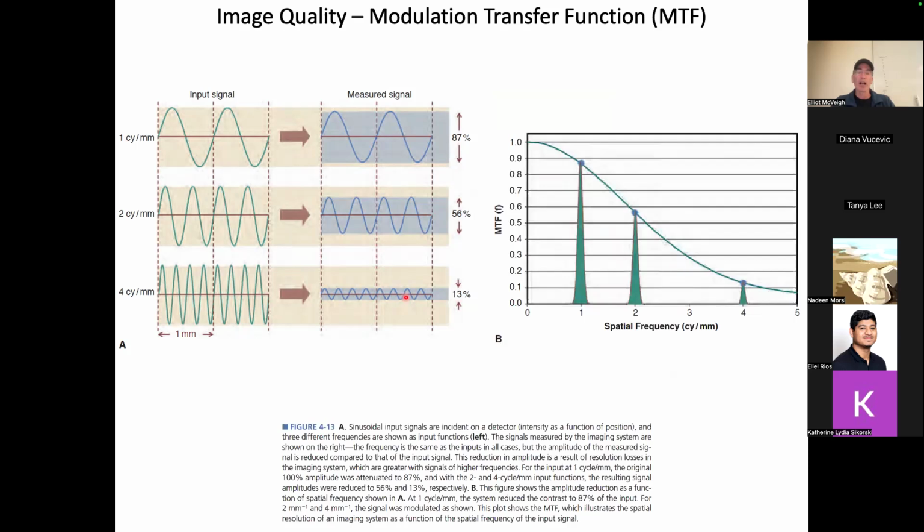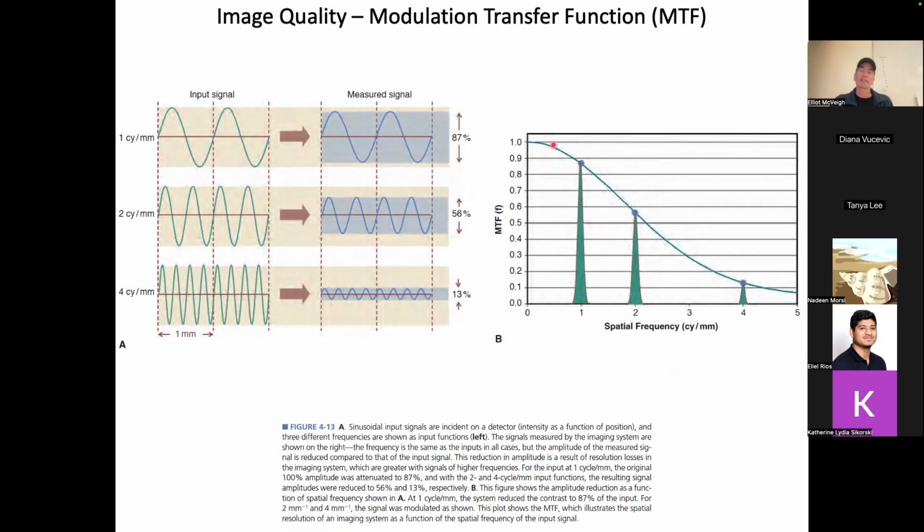And if we plot these values, it's 87, 56, and 13. 87, I diminished down to 0.87. At 2 cycles per millimeter, I went down to 0.56 here. At 4 cycles per millimeter, jump all the way to this frequency, I go all the way down to 13%. If I did this with finer resolution in these experiments, I would map out this curve, right?